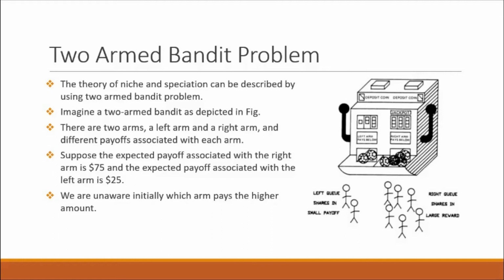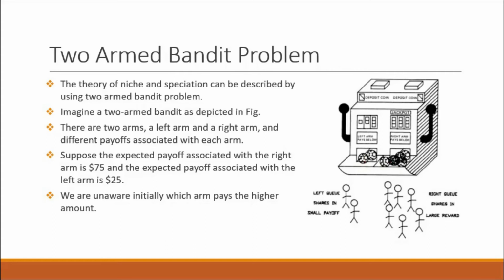Some payoff in the sense that if a particular person who is playing this game chooses the right arm, he will get a specific amount, some reward will be given to him. And if he selects the left arm, then also he will be given some reward. And the amount of the reward will vary from one arm to another arm.